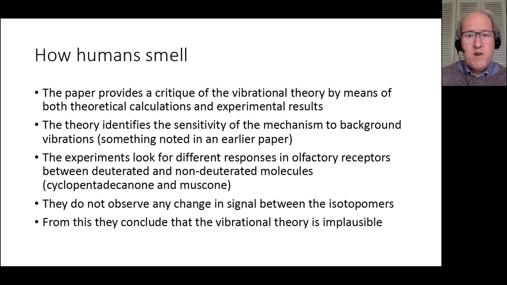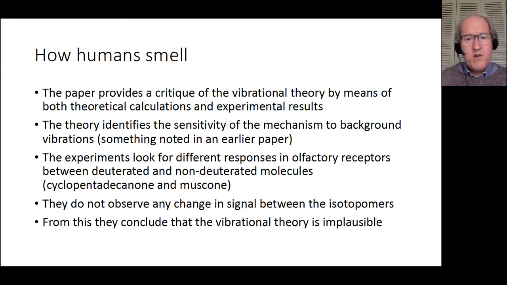The experiments were really sophisticated ones, where they took receptors and were able to measure the ion flow from the receptors when they added different molecules. They chose two things to be the odorants, cyclopentadecanone and muscone, and then they used two versions, one with hydrogen atoms and one with a number of the hydrogens replaced by deuterium. And the idea there is, by deuterating them, you don't change the shape, but you do change the vibrational spectrum. And they found very little difference in the response of receptors between the deuterated and the undeuterated, from which they concluded that the vibrational spectrum wasn't what's driving the detection.